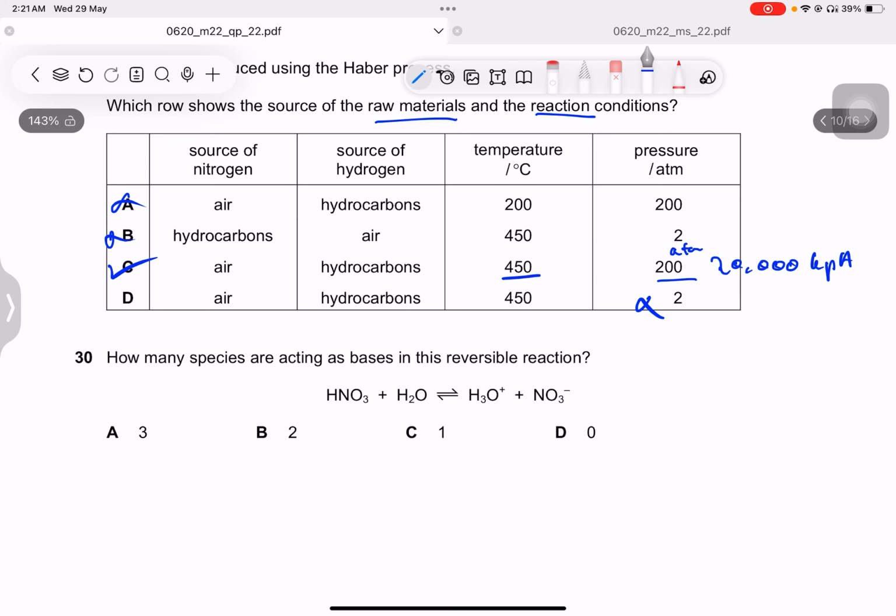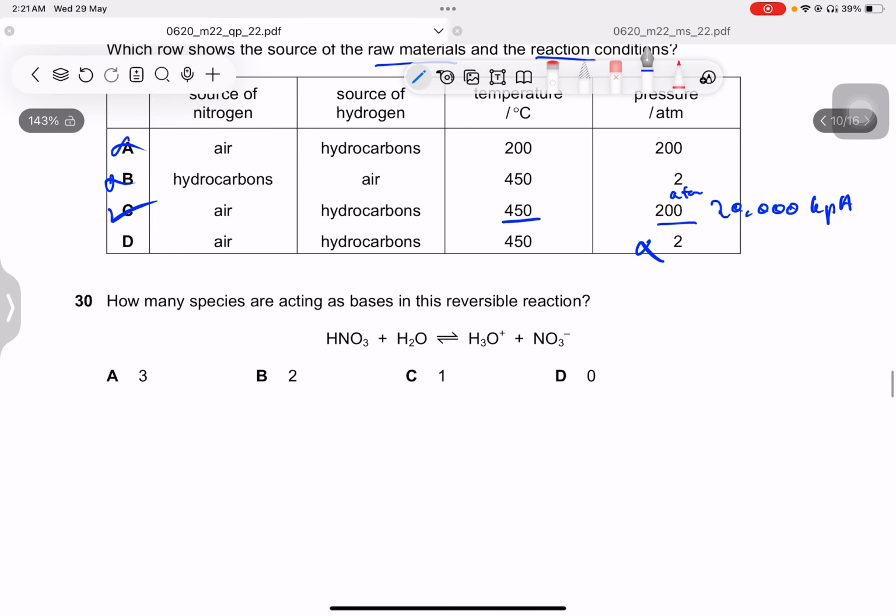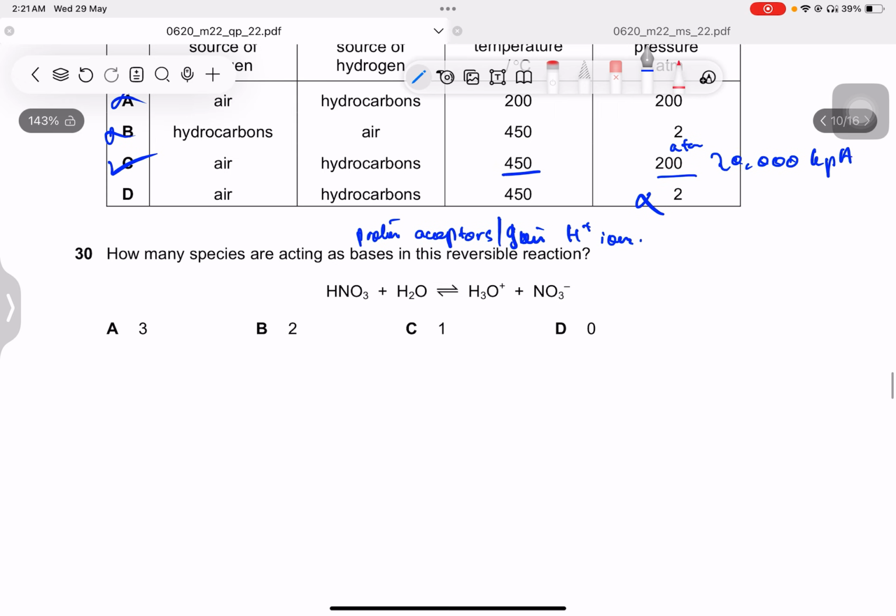Next, question 30. How many species are acting as bases which are proton acceptors? Proton acceptors basically means gain H plus ions. So over here we can see that this is a reversible reaction, so if we go in this way, we can see that this accepted a proton. That's why there is one more hydrogen in this ion. So it was a base.